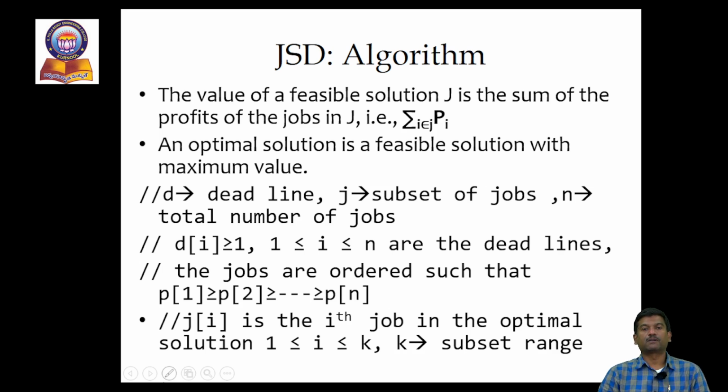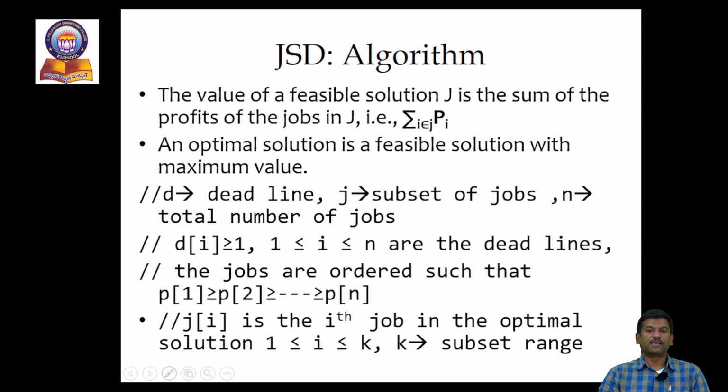You are aware of binary search. In the case of binary search, the prerequisite is that it should be ordered in ascending order. Similarly, in the case of job sequencing with deadlines, whatever the order given as input, the profits should be arranged such that P of 1 is greater than or equal to P of 2 greater than or equal to P of 3 and so on till P of n.